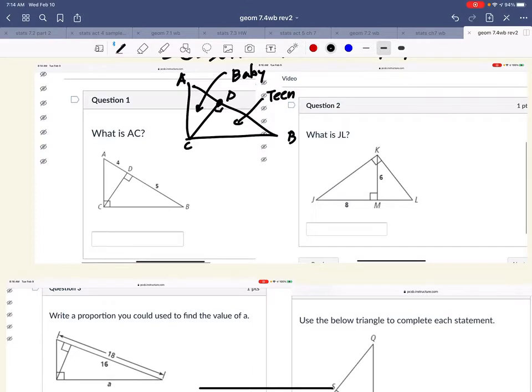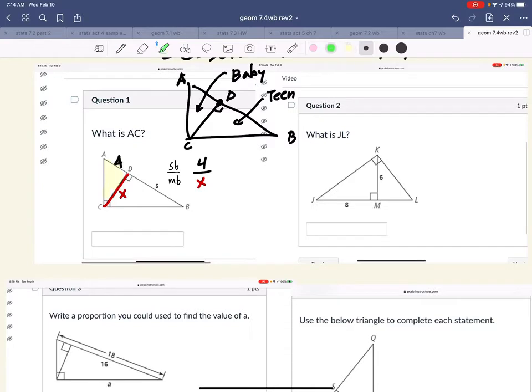It's asking for AC. There's a couple ways to do this, but I find the easiest way is to take the geometric mean, call that X, and then set up the ratio we used in class. On the baby, the small side of the baby is 4, and the medium side of the baby is X.